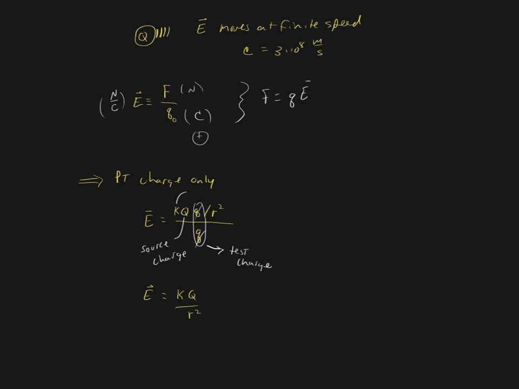Now, we have different ways of representing the electric field. Mathematically, we represent the electric field by this definition, E is equal to F over q naught. If we're talking specifically about the electric field due to a point charge in space, we can redefine it as KQ over R squared. But sometimes we want a picture.